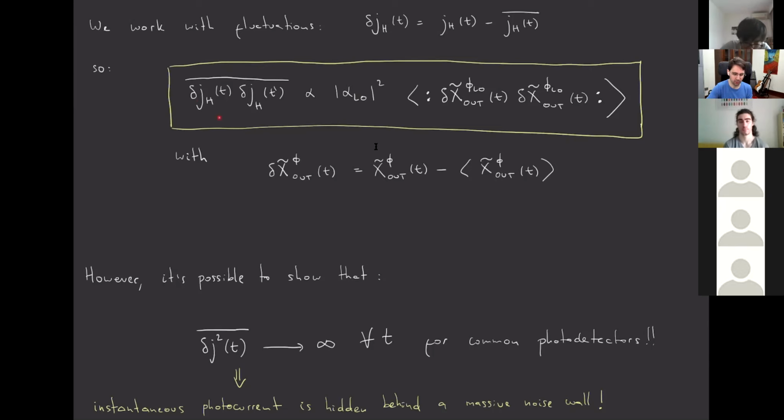And then allows us to characterize a quantum mechanical state perfectly. But unfortunately, in time, instantaneously, so if we want to know what is the value of the photocurrent in time or the average in time or whatever, this is not possible to find because it's hidden behind a massive wall of noise. So then what do we do? Is there a way around this or we just cannot measure?